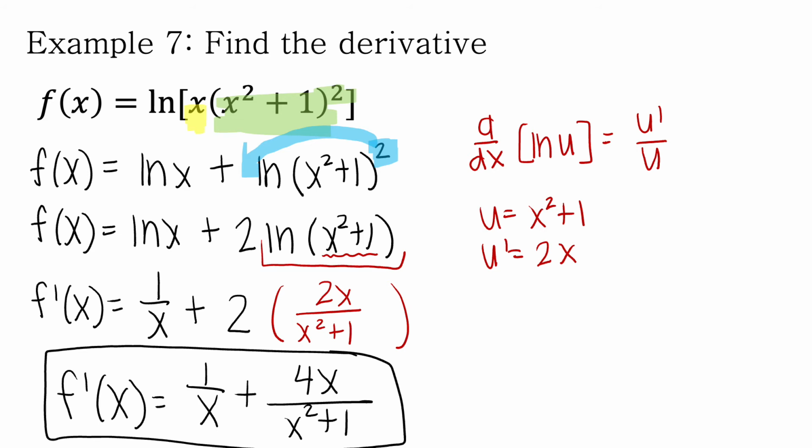So again, our problem started out looking intimidating. Once we separated it and moved that exponent in front in all of our rewrite steps, we were then able to take the derivative of each piece using the methods we talked about throughout this video to come up with our final answer of 1 over x plus 4x over x squared plus 1.